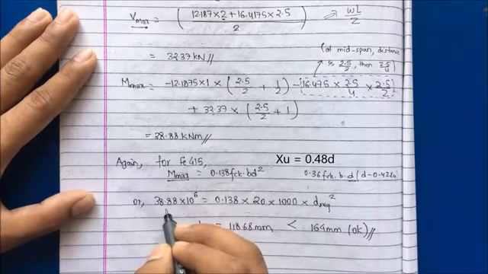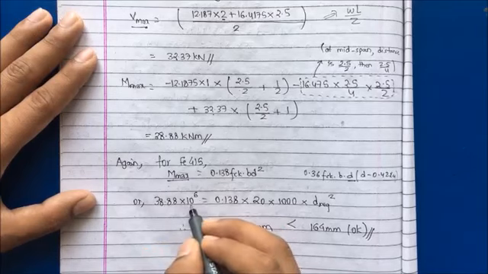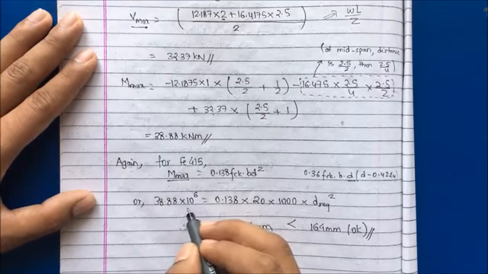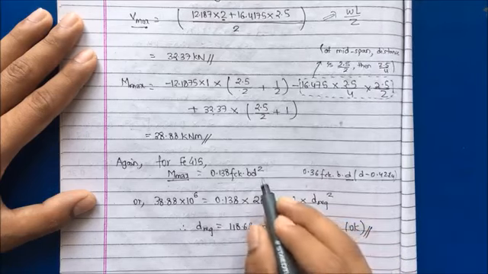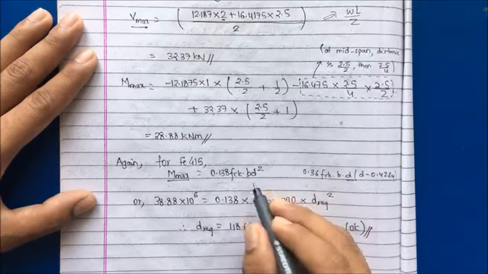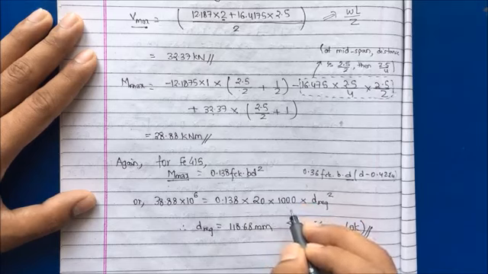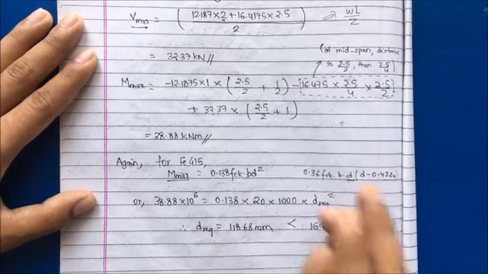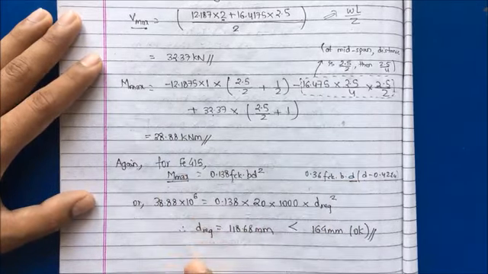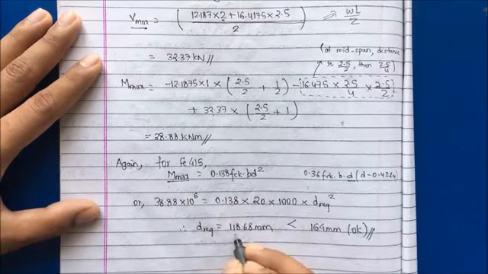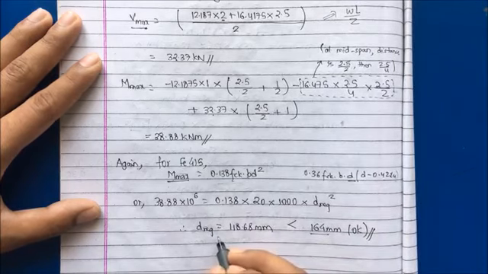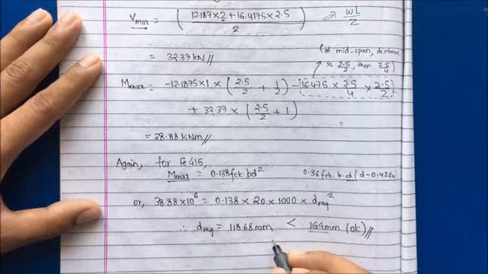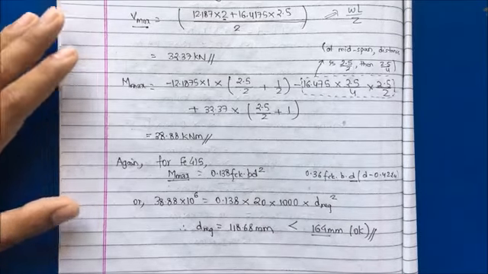We have maximum moment as 38.88 and converting into Newton mm, we get 38.88 into 10 to the power 6 is equal to 0.138 into fck 20. We are considering a unit width section that is 1 meter, so converting into mm we get 1000 into d required square. We have to check whether the depth calculated previously is sufficient or not, and this comes as 118.68 mm and the calculated value is 164 mm. So we get that the required depth is less than the depth provided, so it is okay.